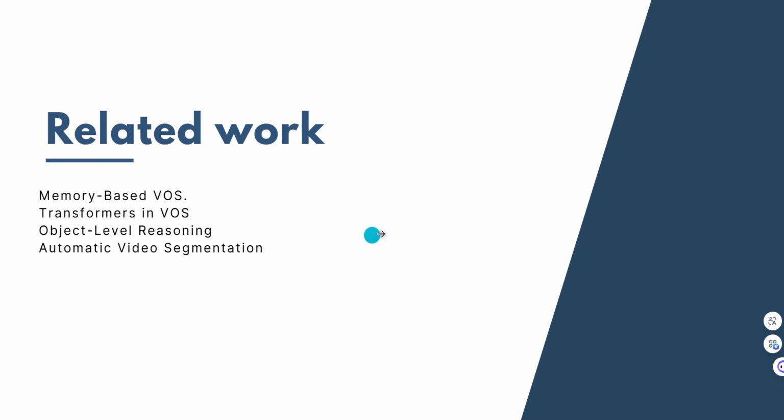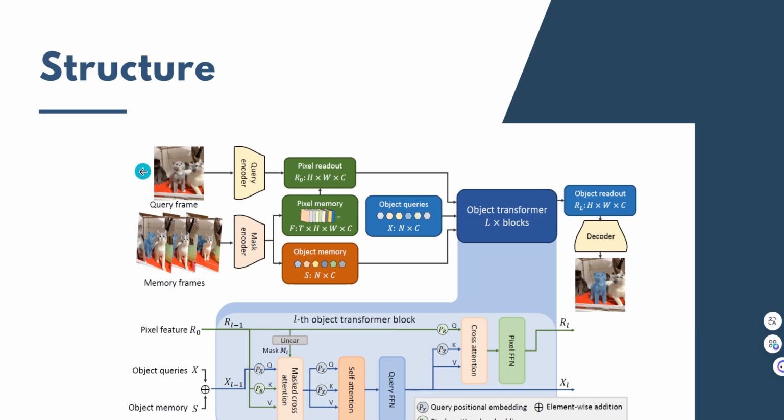This is the related work: memory-based VOS, which is video object segmentation, and transformers in VOS, object-level reasoning, and automatic video segmentation. All of them are based on object tracking in the video by using the transformer structure. Okay, now the structure that the paper mentioned.